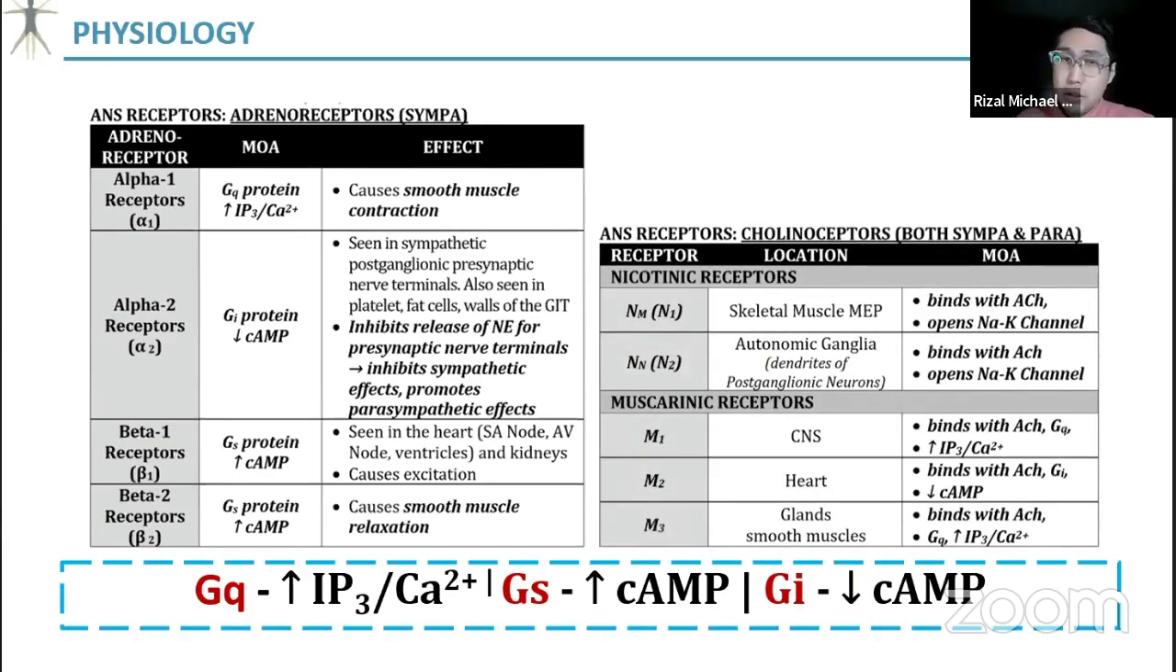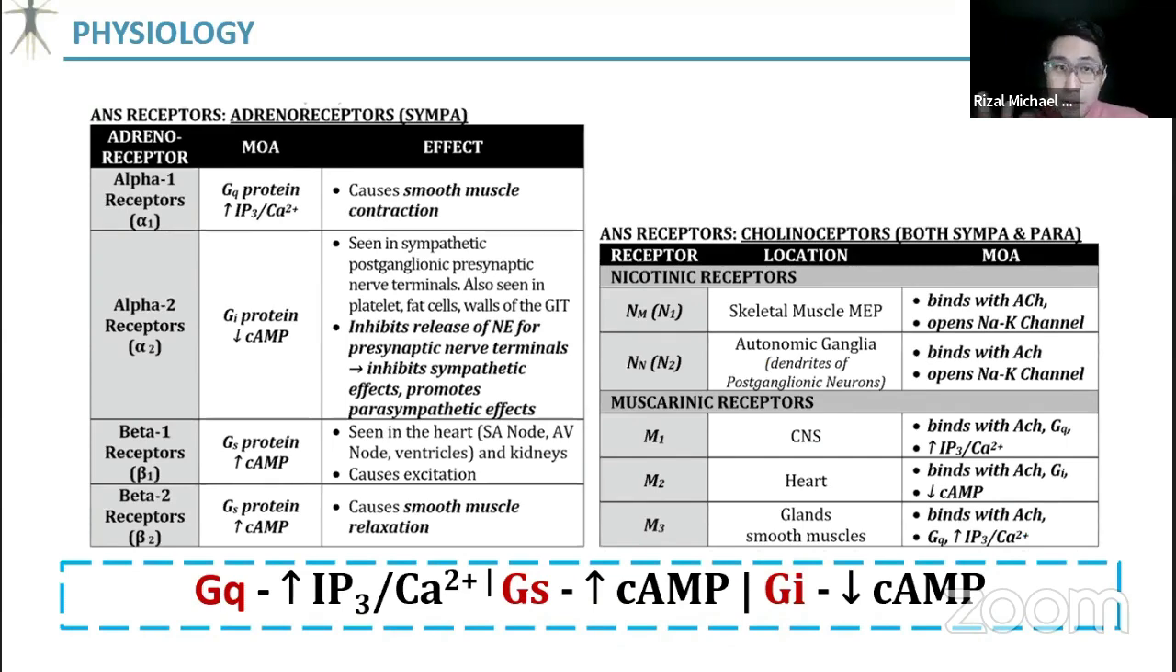So you also have your cholinergic transmission. Your cholinergic receptors, rather. You have your M1 that increases your IP3. M2 decreases your cyclic AMP. And then M3 increases your IP3. Okay? And then you also have your nicotinic receptors.